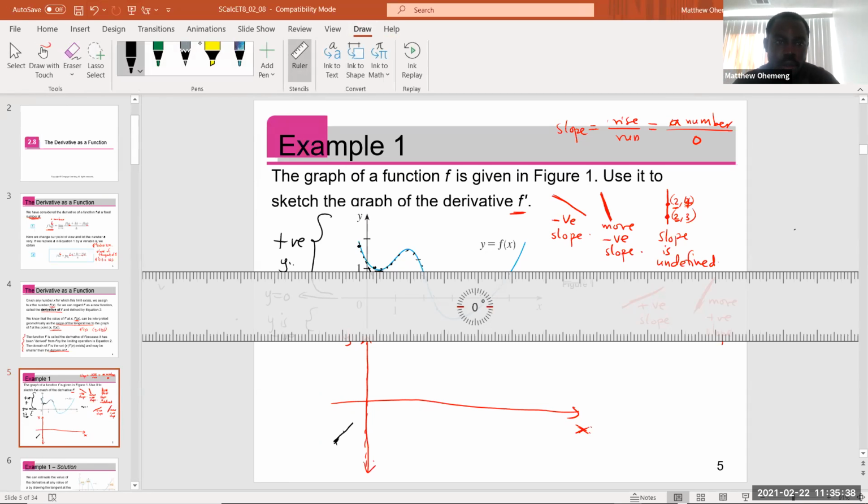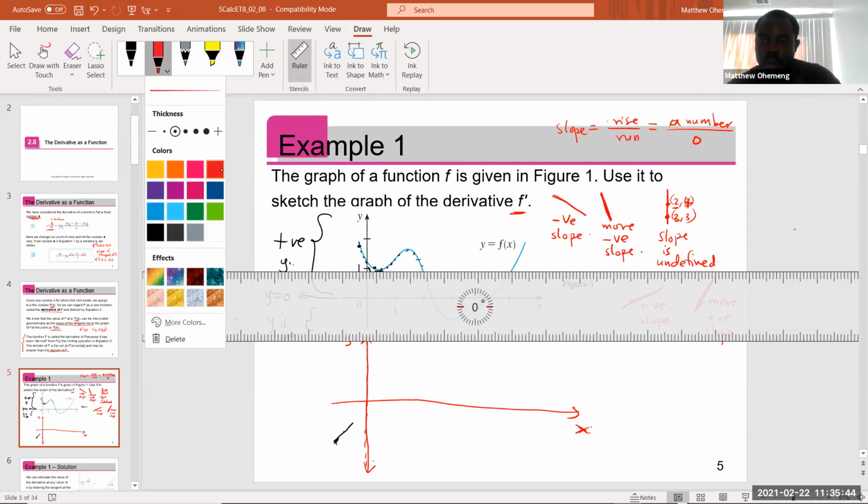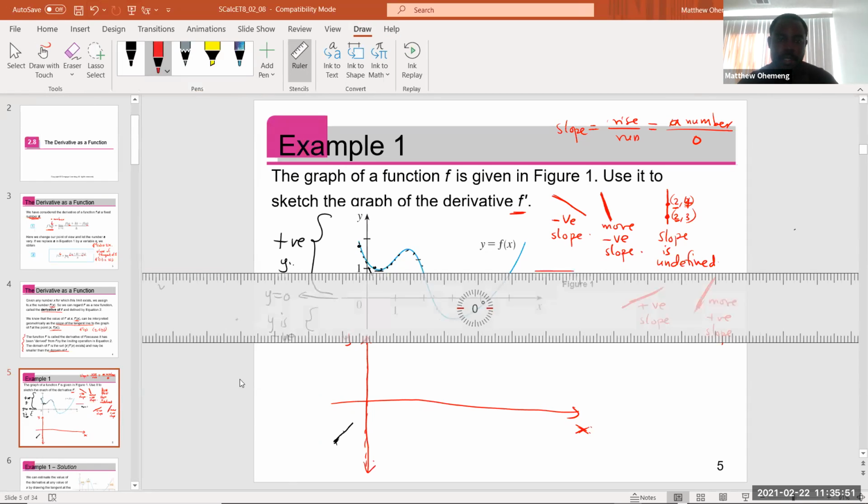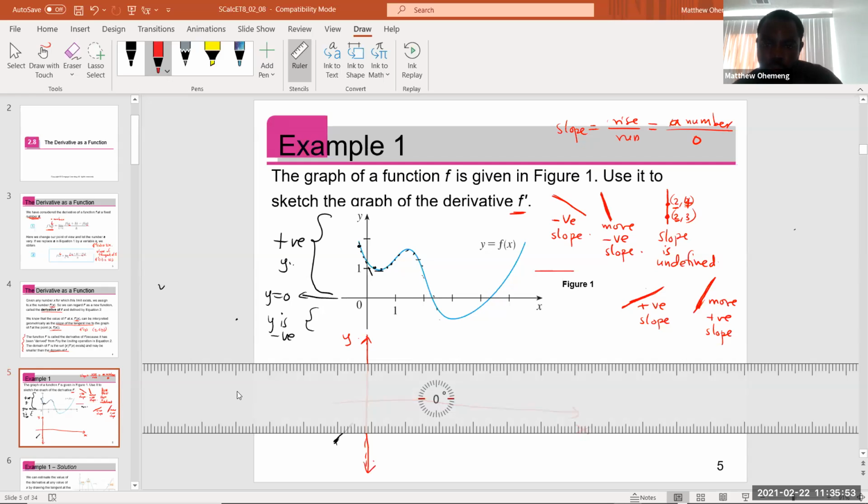Okay, so draw. A horizontal line. What is the slope of a horizontal line? Let me add this one. What is the slope of a horizontal line? It's 0. Perfect. Thank you. Slope is 0. So that's what I have to add.